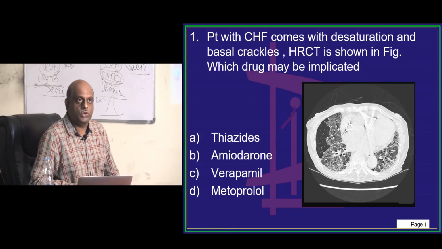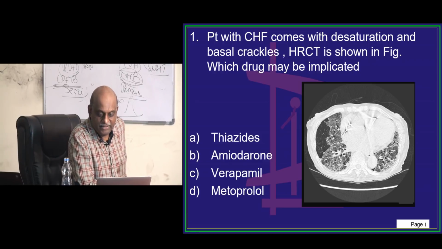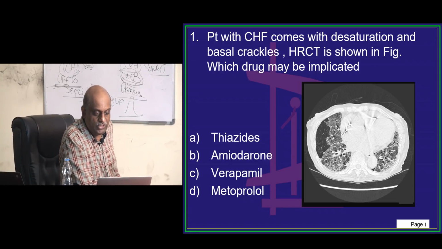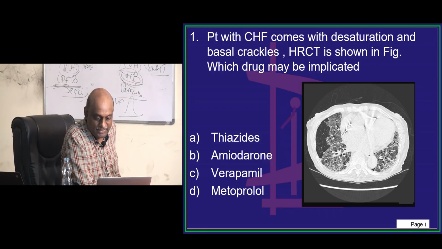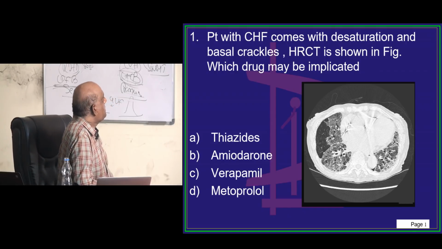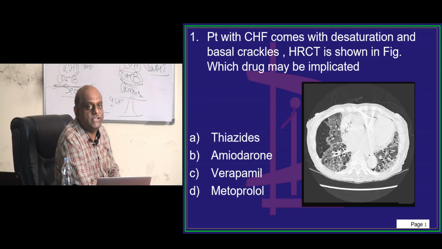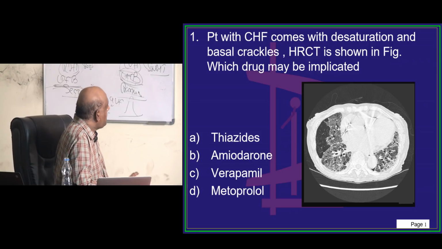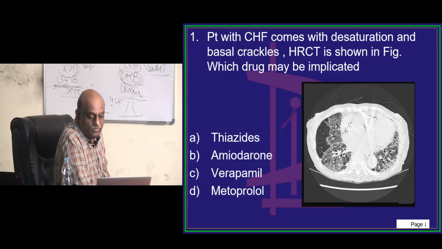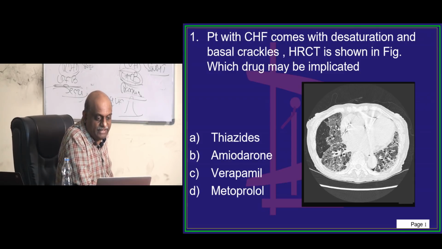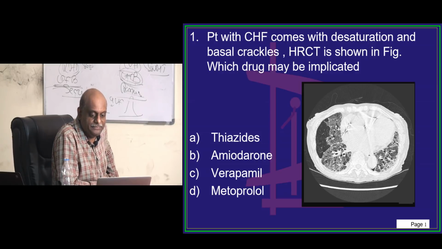Shoot your answers, doctor, quickly. Another 10 questions we will solve. The patient with CHF comes with desaturation and basal crackles. HRCT is being shown. Which drug is implicated? Give your confident answer. Also mark the question number.